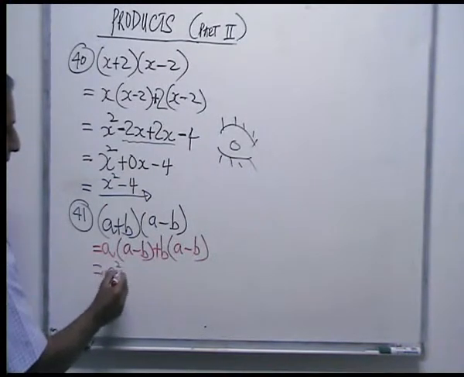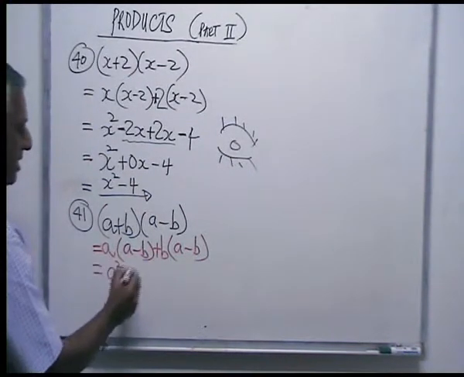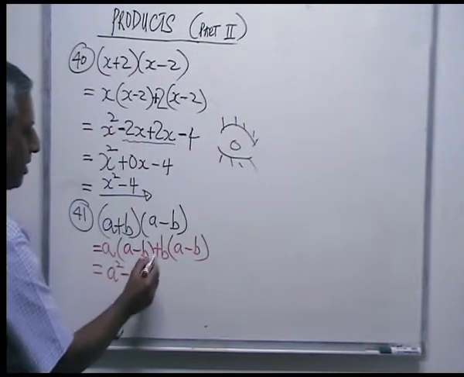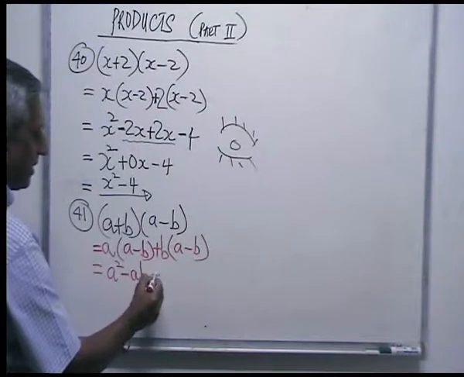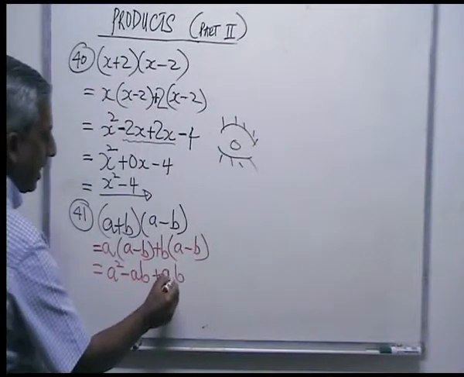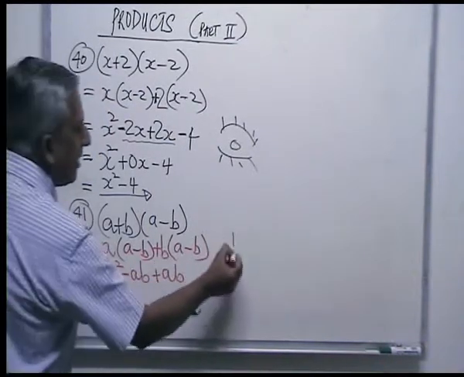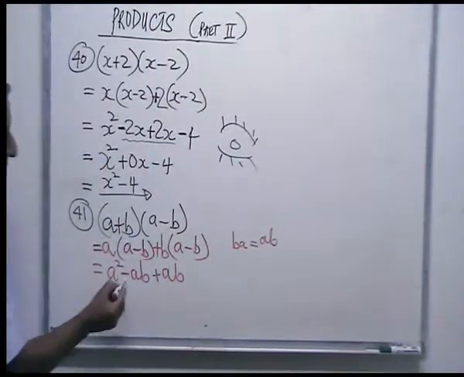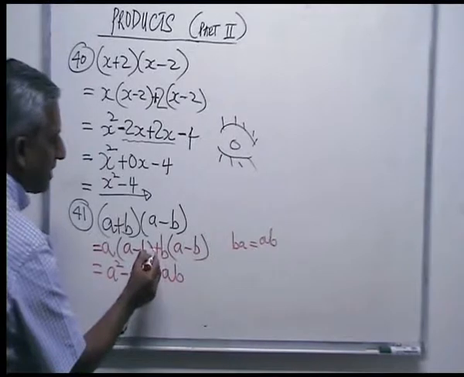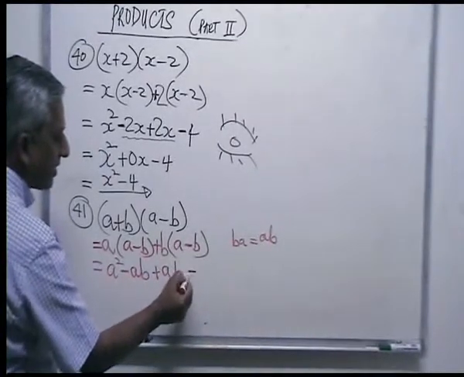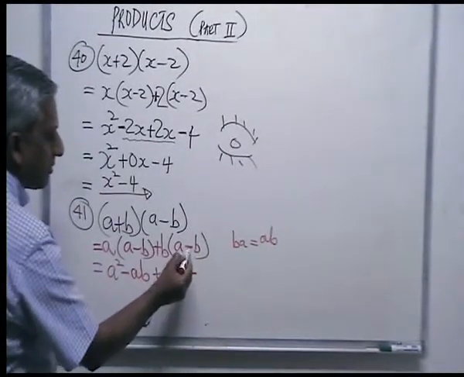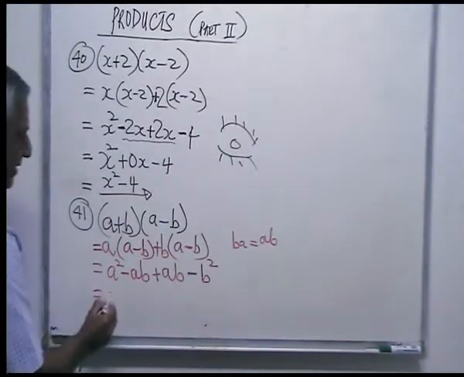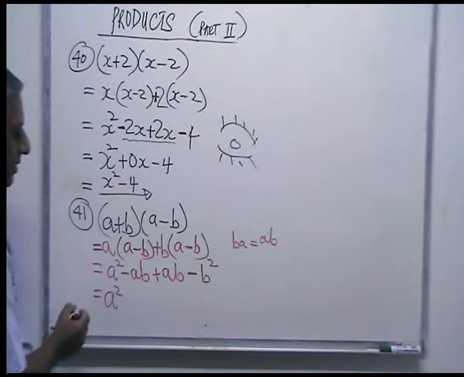A times A is A squared. A times minus B is minus AB. B times A is plus AB. See, B times A again, it's BA, but it's the same thing as AB. Plus times minus gives you minus. B times B gives you B squared. And then finally here you have A squared.